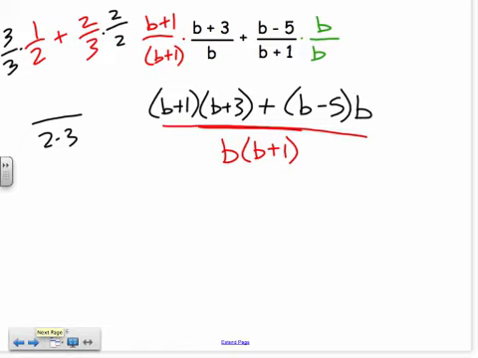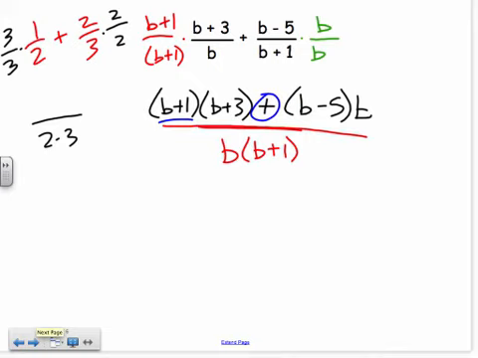Times b. Okay? If I look at this, I cannot cancel this b plus 1 with this b plus 1 down here because there is a plus sign here. Okay? I cannot do that. There would have to be another b plus 1 out here in order to do that, and they would all cancel. But I can't do that.